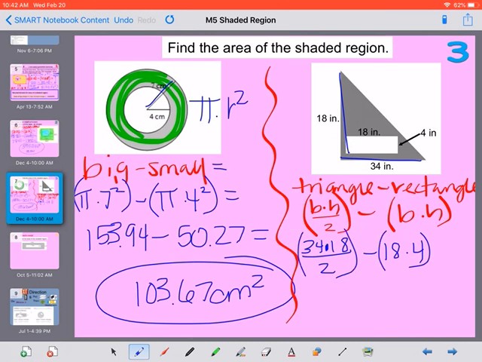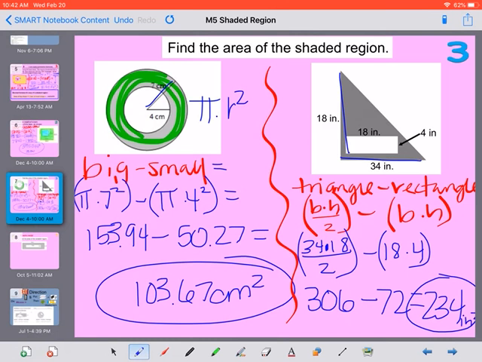So let's solve those two pieces and then we can subtract. 34 times 18 and divide by 2. We get 306. Then 18 times 4, we get 72. So if we subtract those, 306 minus 72, we get 234. 234 inches squared. That would be the area of this shaded part.